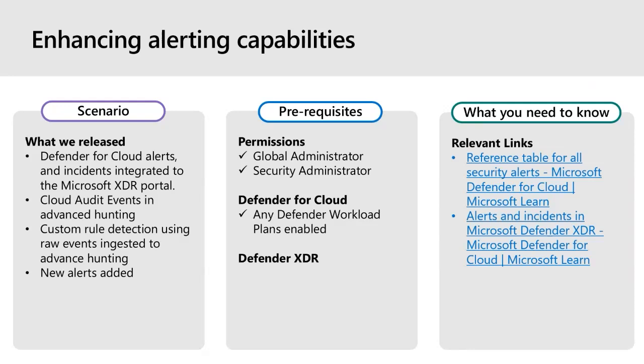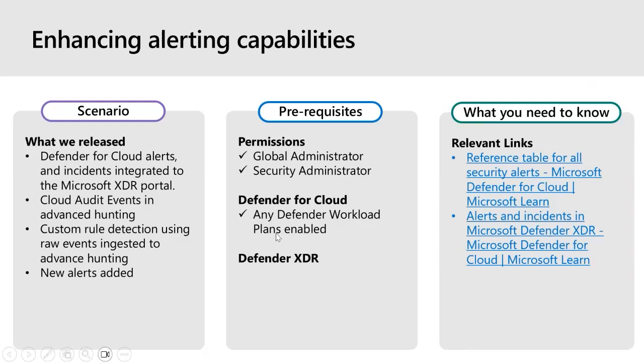The prerequisite is when you enable Defender for Cloud, alerts are automatically integrated to Microsoft XDR portal for free, and you don't have to do any further steps to integrate them. But there are certain prerequisites like the permissions that you need. So the permissions, you must be a global administrator or a security administrator in Azure Active Directory to view Defender for Cloud alerts and correlations. For users that don't have these roles, the integration is available only by applying unified role-based access control roles for Defender for Cloud.